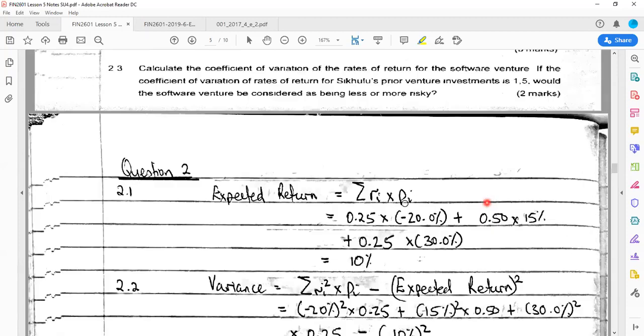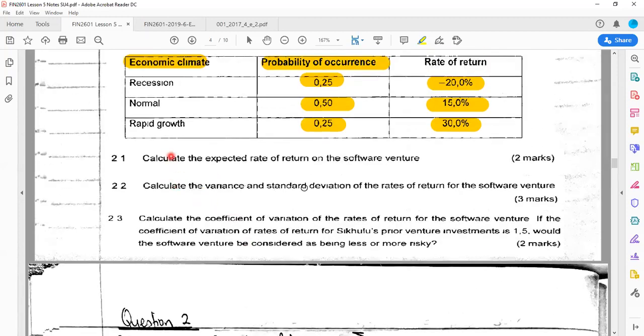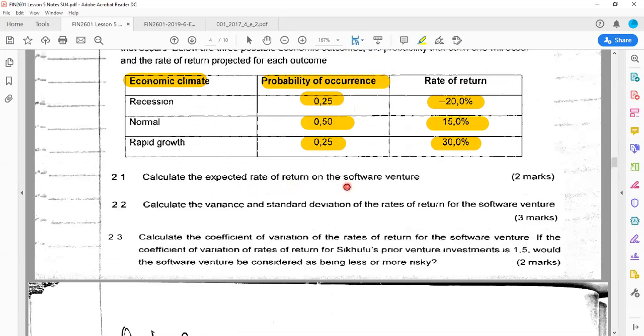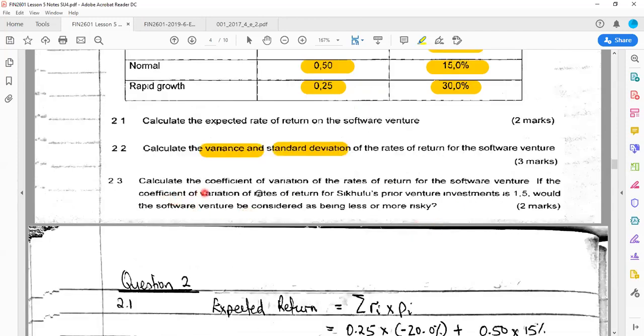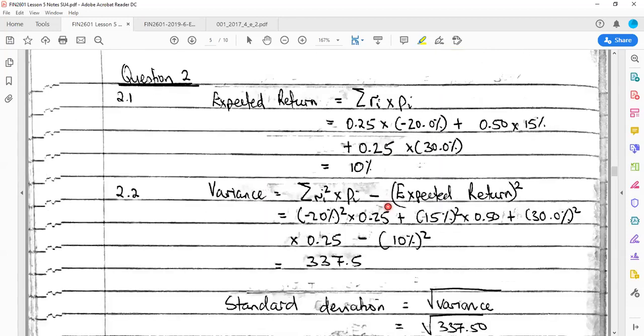So here, you are asked to calculate the expected rate of return on the software venture, right? And then after that, you're asked to calculate the variance and the standard deviation of the rates of return of the software venture. And then lastly, calculate the coefficient of variation of the rates of return on the software venture. If the coefficient of variation of return for Sikulu's prior venture investments was 1.5, would the software venture be considered as being less or more risky? Okay, so let's work through that.